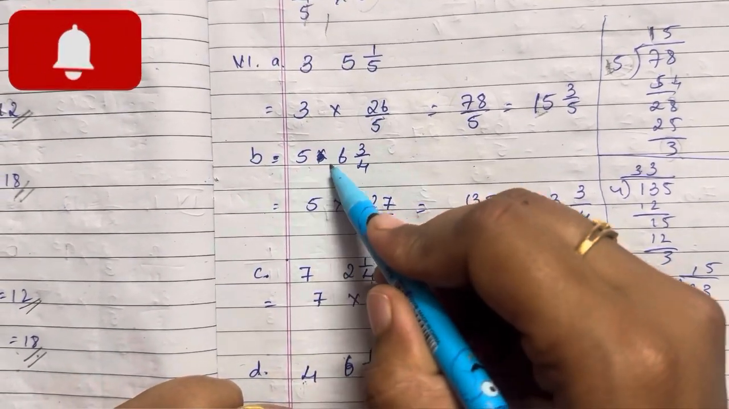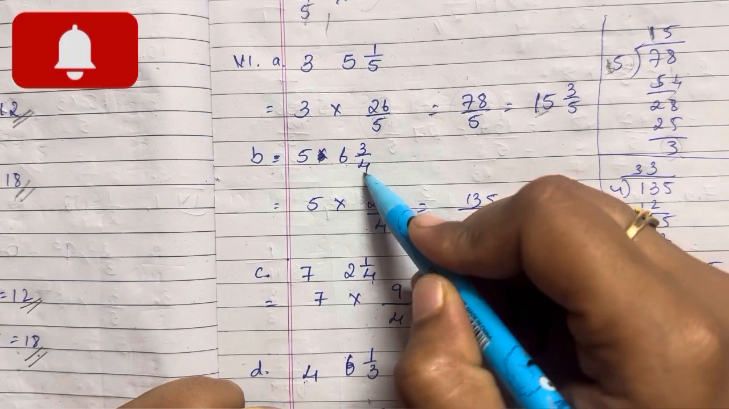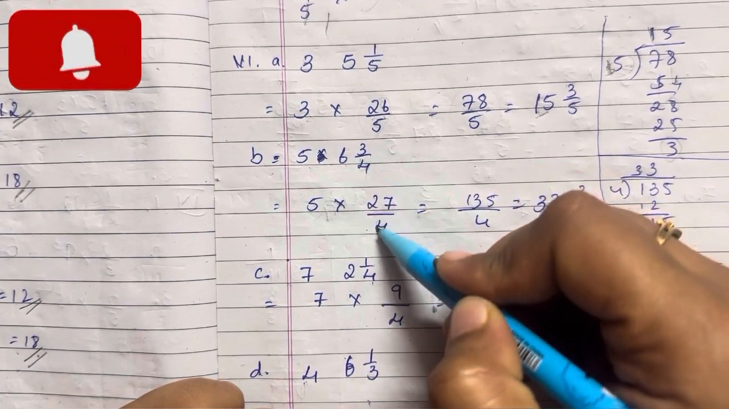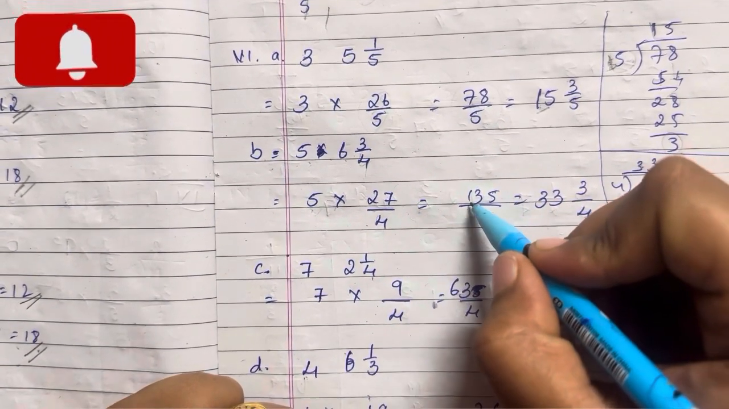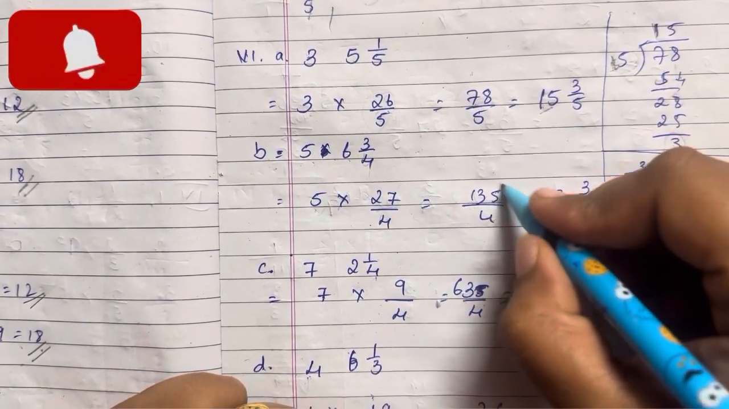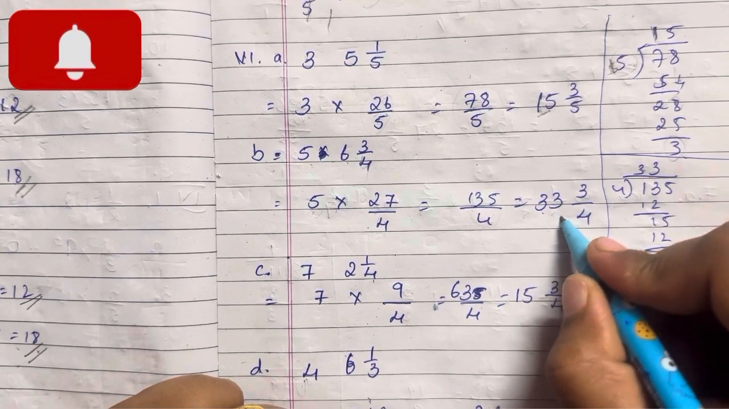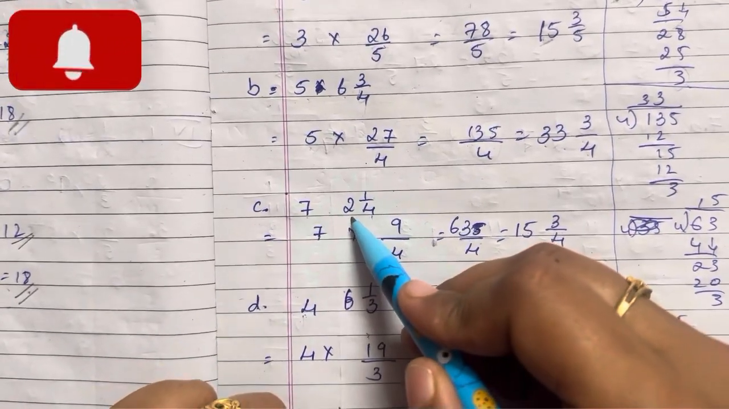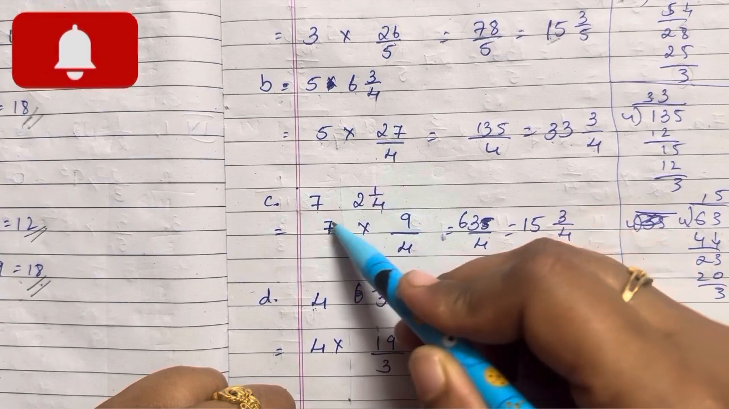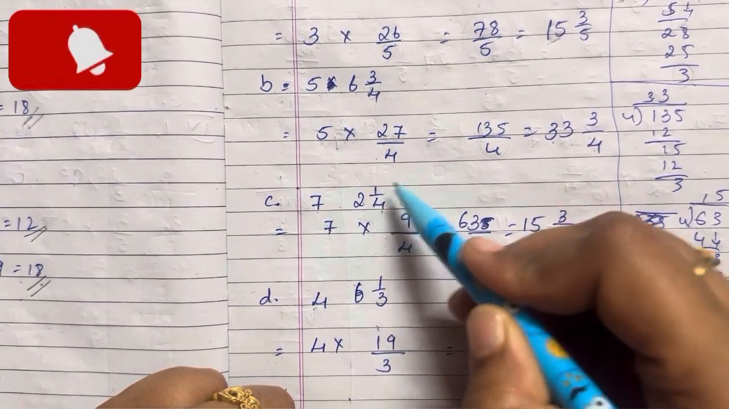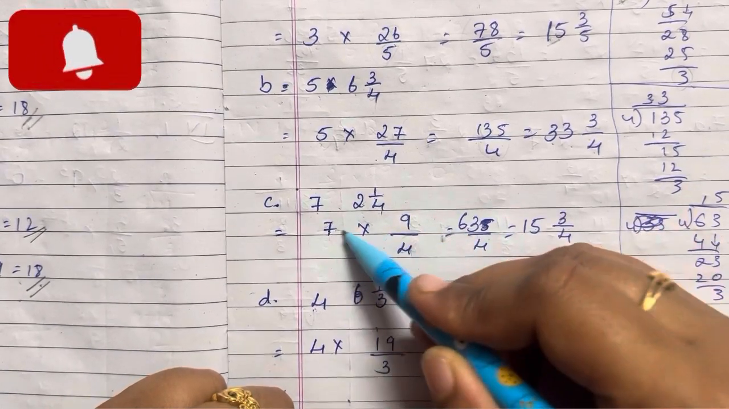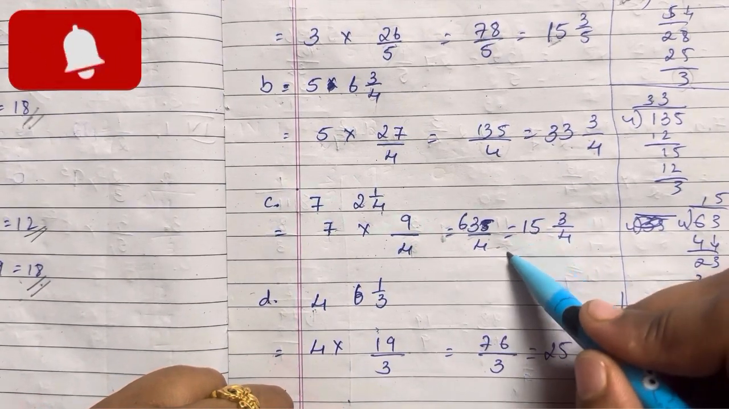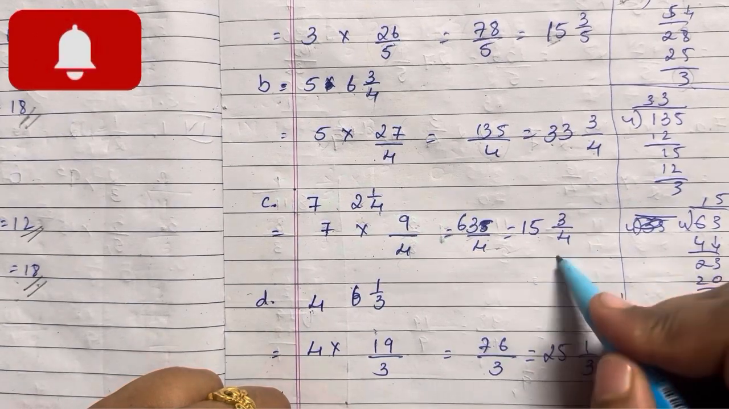And B, 5 of 6 of 3 upon 4. So 5 I'll write as it is, 4 sixes are 24 plus 3 is 27. Of 4, the denominator is 4, is equal to 5 into 27 is 135 upon 4, is equal to, now I have to convert this into a mixed fraction, that is 33 of 3 upon 4. 7 into 2 of 1 upon 4. So 7 into, 4 twos are 8 plus 1 is 9 upon 4, is equal to 7 into 9 is 63 upon 4. That is, maybe we have to convert this into a mixed fraction. That is 15 of 3 upon 4. So this is the answer.